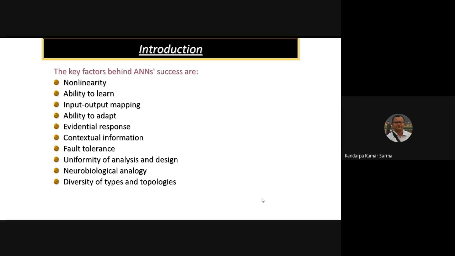We have seen that the ANN's success is primarily due to its capability to learn, its capability to do a mapping between the patterns and the classes, the response classes. It shows us non-linear processing. Then it can carry out contextual processing, and it is quite fault tolerant, and it has a diversity of types and topologies that serves the purpose of real world requirements.